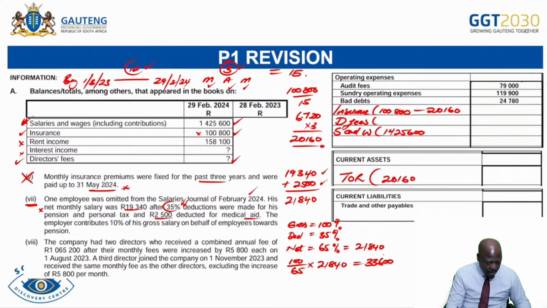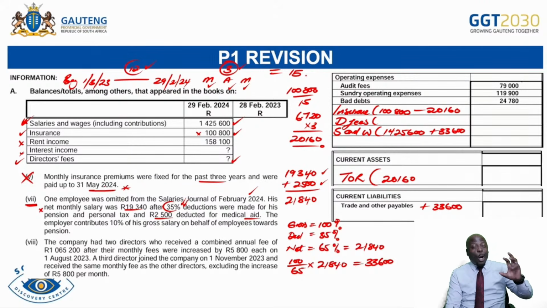So I'm going to come here and I'm going to say that's 33,600. That is my gross. So I'm going to come here and I'm going to say on salaries and wages plus 33.6. And I know once an employee is left out, we are owing that. So I'm coming here, trade and other payables plus 33.6.